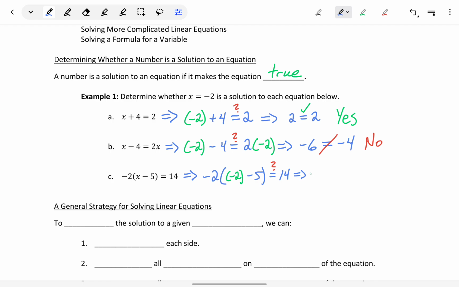On the left-hand side, we'll have -2 times the set of parentheses. According to order of operations, we'll evaluate that first. -2 minus 5 will give us -7, equal to positive 14. We're still going to leave that question mark because we haven't gotten down to just a number on each side of the equation. So to be absolutely certain, we'll complete this last multiplication step, which will give us positive 14 is exactly equal to 14. That checks out. So yes, x equals -2 is a solution to this equation in part C because when we substitute it in, it makes that equation a true statement.